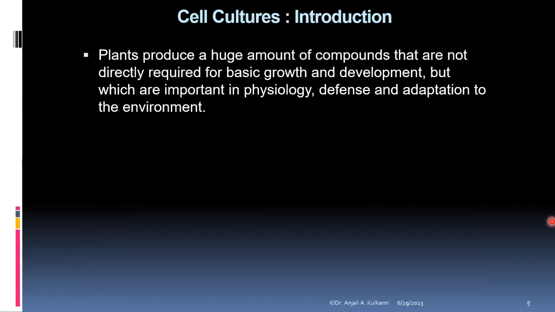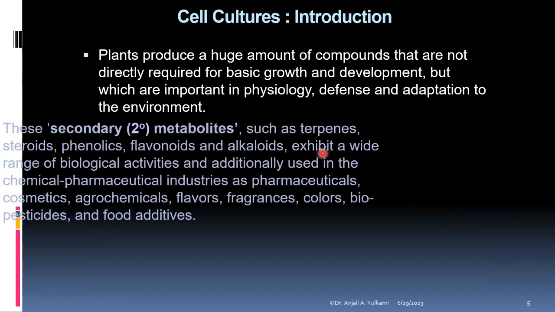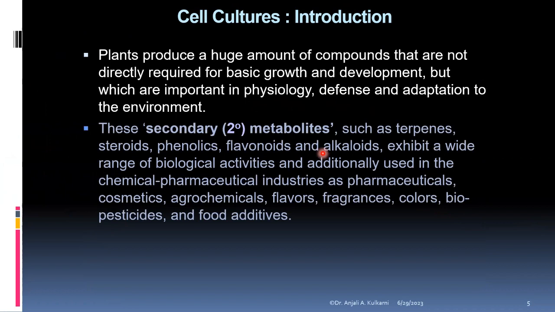Now, all of you know that plants produce a number of secondary metabolites which are not directly related to their primary metabolism, but they are essential in physiology, defense, and adaptation to the environment. All of these are grouped under the umbrella term of secondary metabolites, and you are aware that they are subgrouped into various classes like terpenes, steroids, phenolics, flavonoids, and alkaloids.